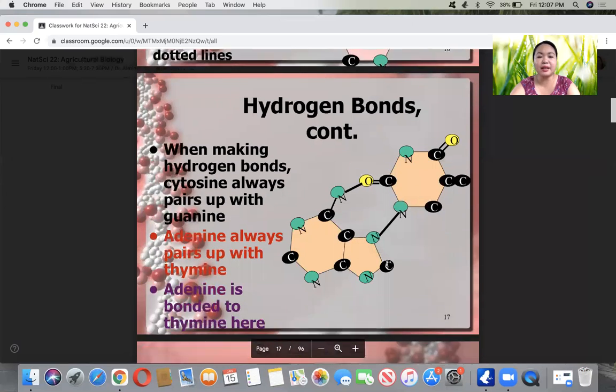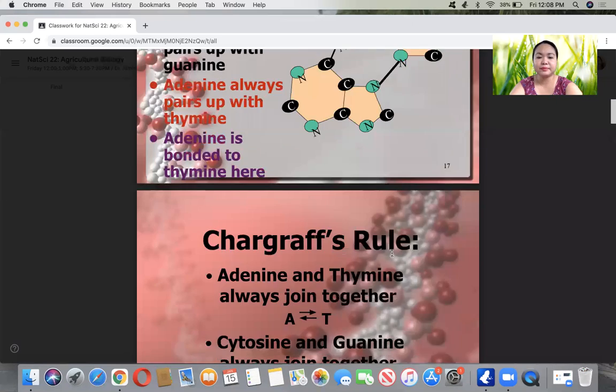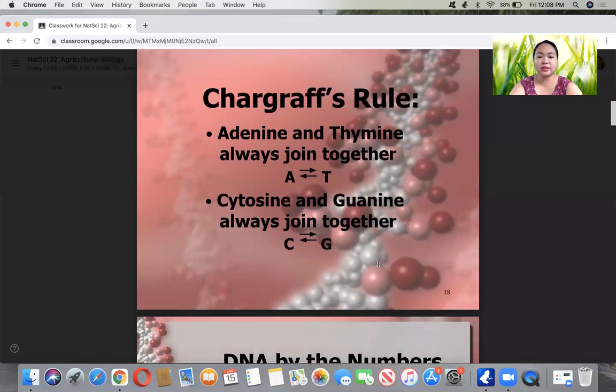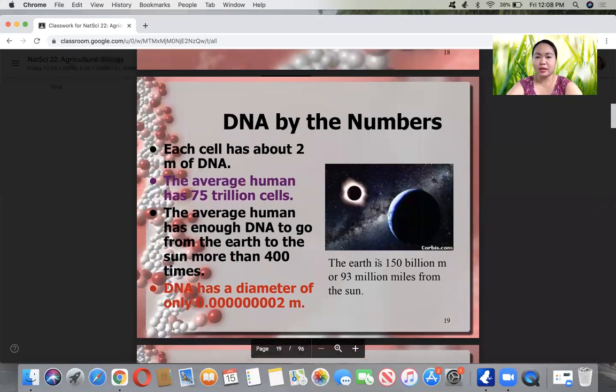When making hydrogen bonds, cytosine always pairs up with guanine, or C and G, and adenine always pairs up with thymine, or A and T, and is bonded to thymine here. According to Chargaff's rule, adenine and thymine always join together, and cytosine and guanine always join together. So remember always the bases, which are ATCG.